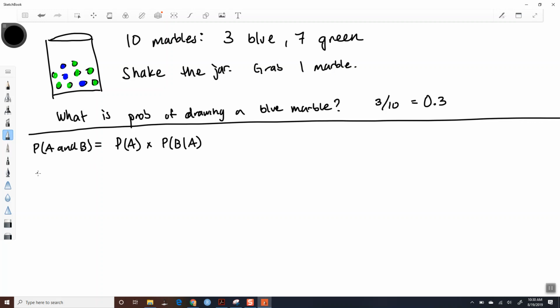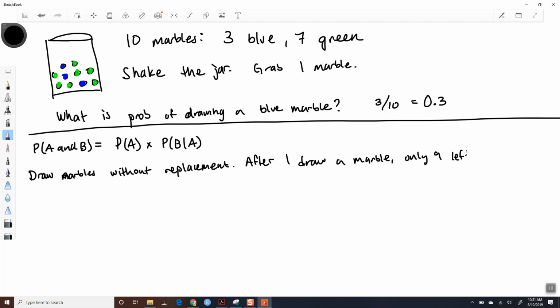So we're going to start by doing, we'll draw marbles what we call without replacement, which means we'll draw a marble and we'll keep it out, and so after I draw a marble, there's only 9 remaining. After I draw a marble, there's only 9 left.